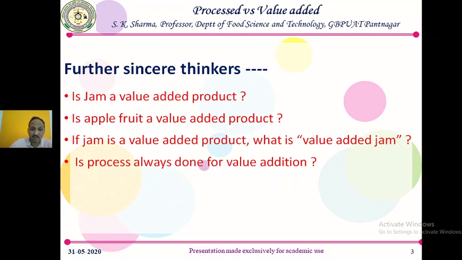How can an apple be a value added product? If jam is a value added product, then what is value added jam? In many cases, we find terminologies like value added jam and value added flour. So what is that? Is the process always done for value addition? Whenever we process any food, is it done for value addition all the time, or can we do it other ways also? This is what we are going to see and try to understand.